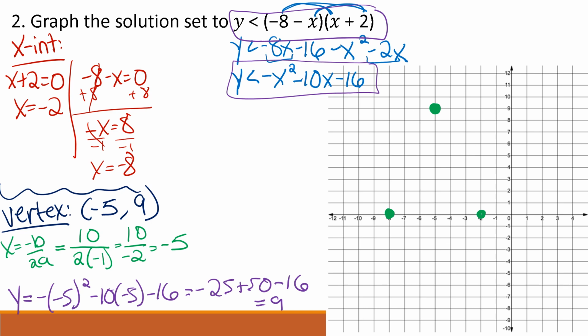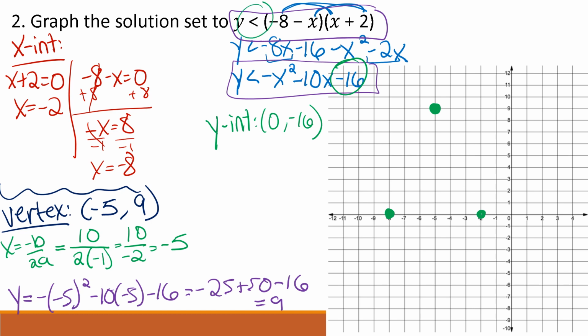Okay, so for this one, what's the y-intercept? -16, right? The last number in standard form. So we can't really graph that, it's kind of off our graph. So we have 3 points, so we're good. So we want to figure out if it's going to be solid or dashed line.